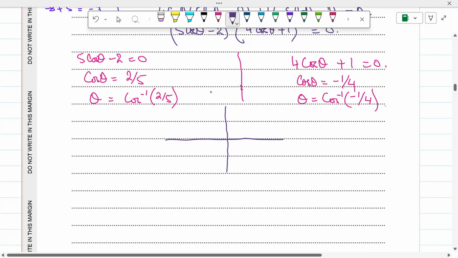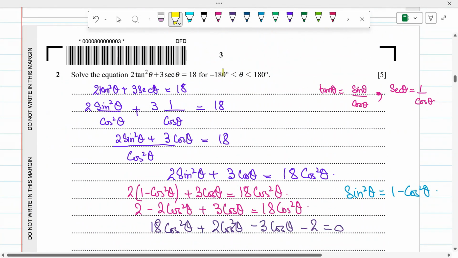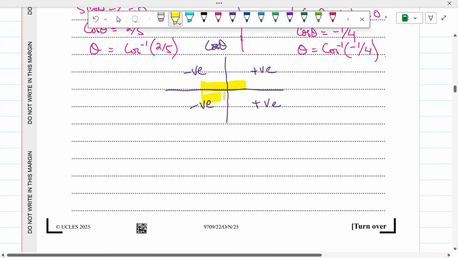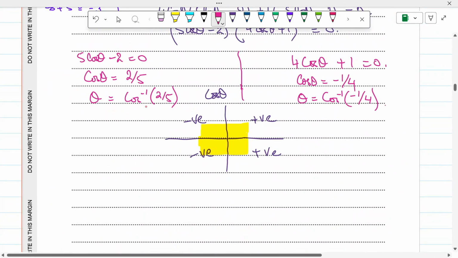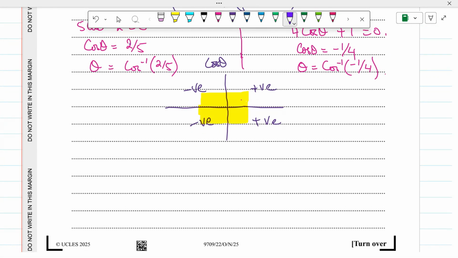We know that cos theta is positive in the first and fourth quadrants and negative in the third and second quadrants. The range given is negative 180 to positive 180, so all 4 quadrants are included in the given range, and we need to find the values of theta. For 2 over 5, we will have 2 angles, in the first and fourth quadrants. And here the value is negative, negative 1 over 4, so theta will have 2 values, one in the second quadrant and another in the third quadrant. First we solve this one by using a calculator.